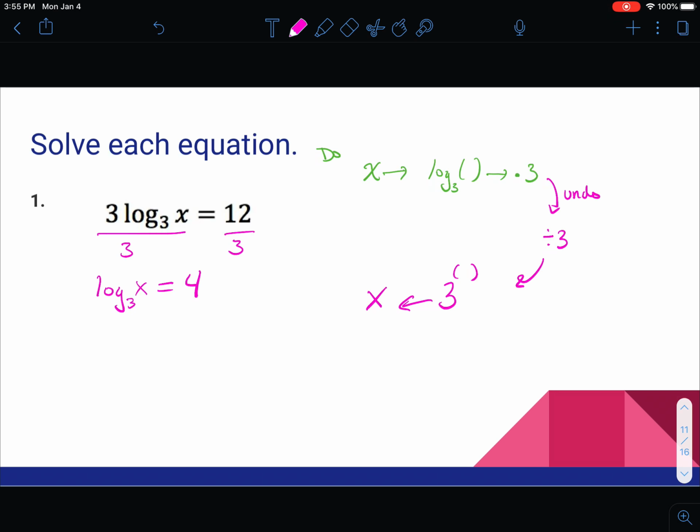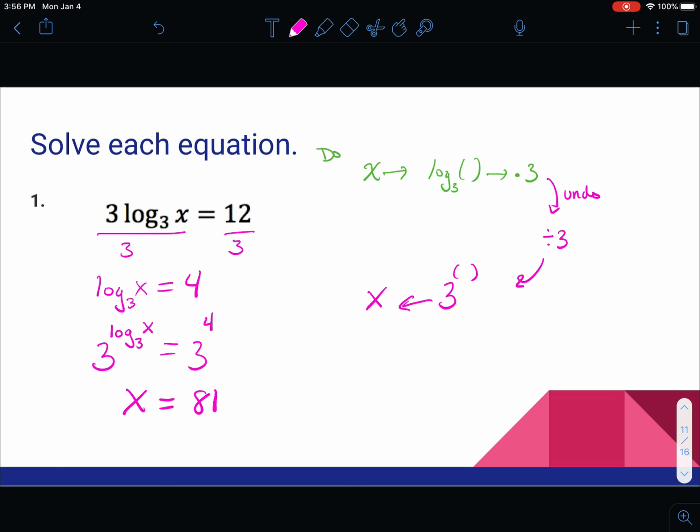I exponentiate both sides. So we're going to make 3 the base of the exponential. 3 to the log base 3 of x equals 3 to the 4th. 3 to the log base 3 of something is just the something. The exponentiation has gotten rid of, or undone, the logarithm. And so we're left with 81.